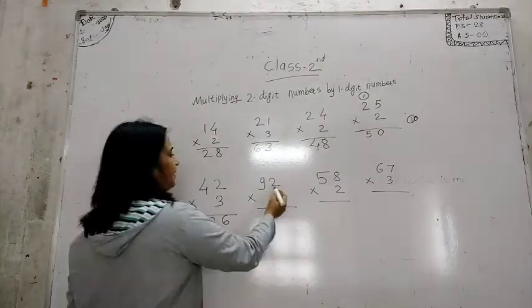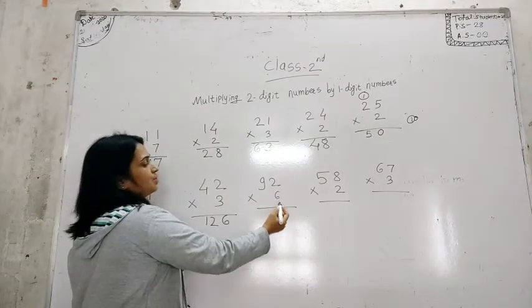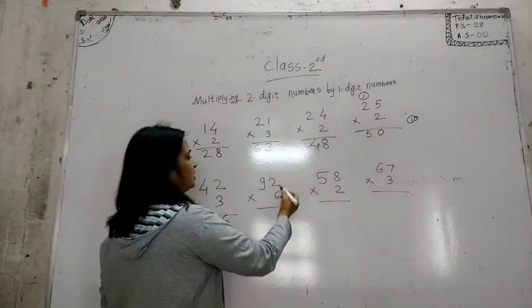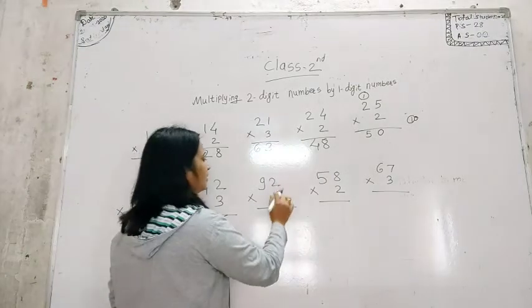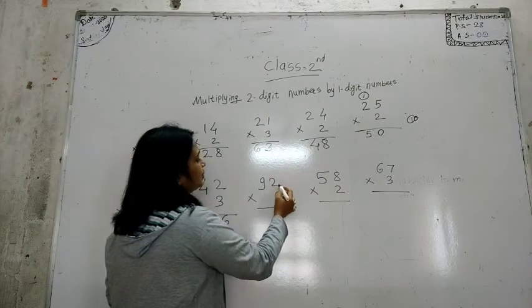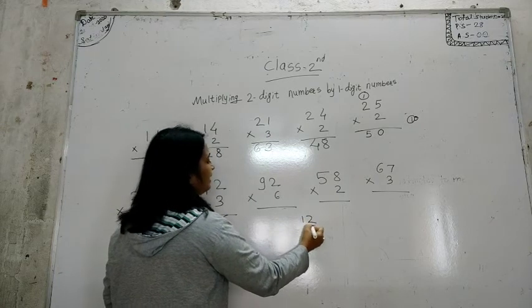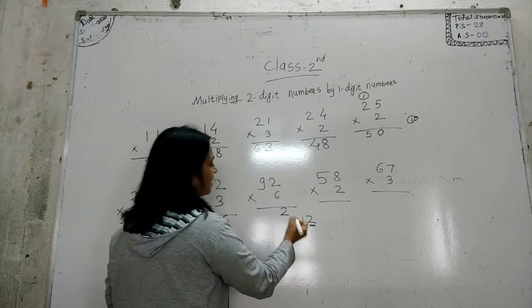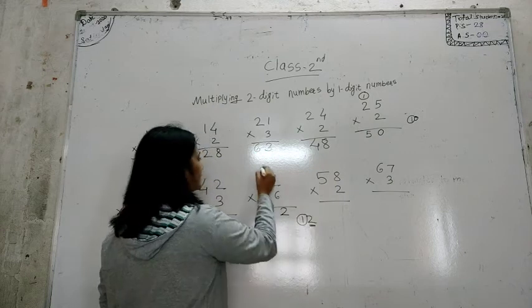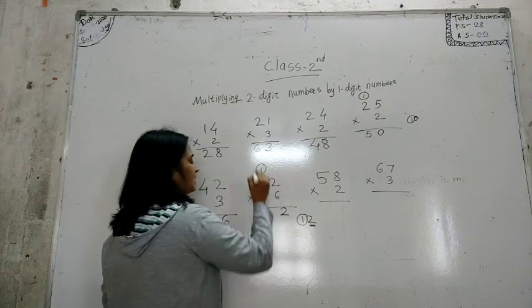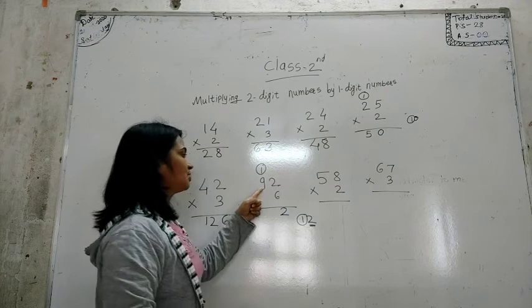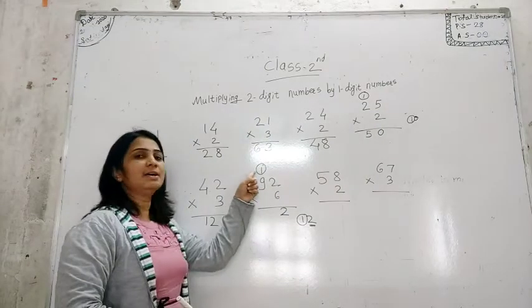The next is 92 multiplied by 6. So first we multiply these two digits, 2 6s or 6 2s. You can do either. Then 2 6s are 12. So I write here 2 at the first place and this 1 I write as a carry here at the tens place. So first we multiply these two digits and then add the carry.